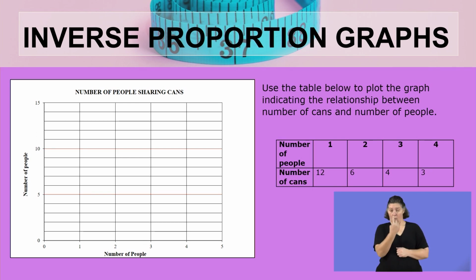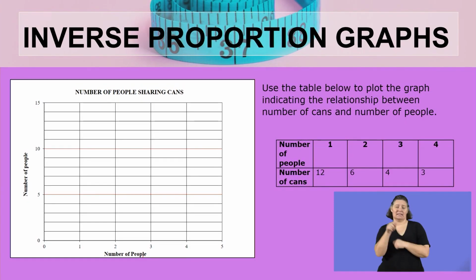Number 1, we said make sure that the title is correct. Number of people sharing the cans, because we are talking about number of people who are sharing the cans. Take note, it's so important to check the heading. Number 2, we check your variables. Here, it's number of people, and here it's number of people. Remember, I said you need to check the variable.